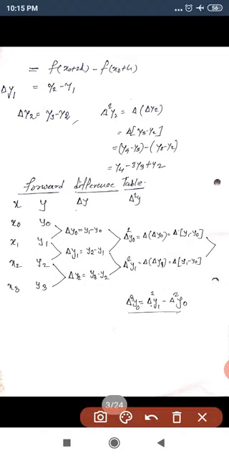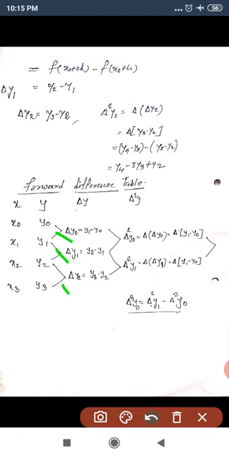Now calculate the first difference. The first difference is y1 minus y0, second value minus this y0, that is the del of y0. y2 minus y1 is the del of y1, and y3 minus y2 is the del of y2. You write y1 minus y0, y2 minus y1, y3 minus y2 in the center. This is the first difference operator.